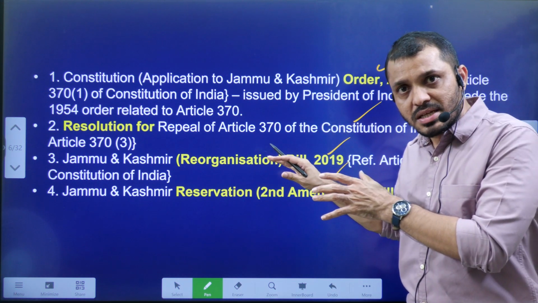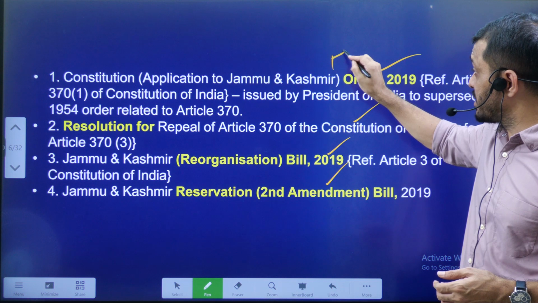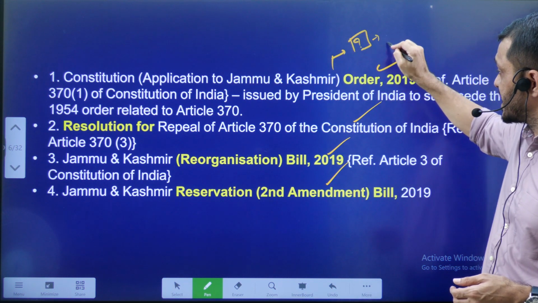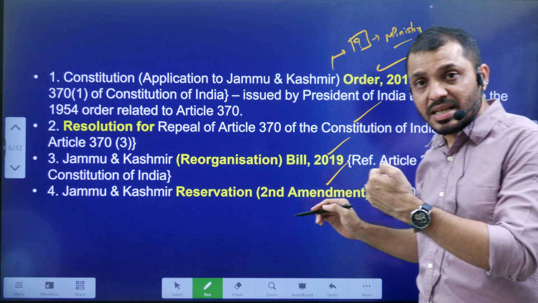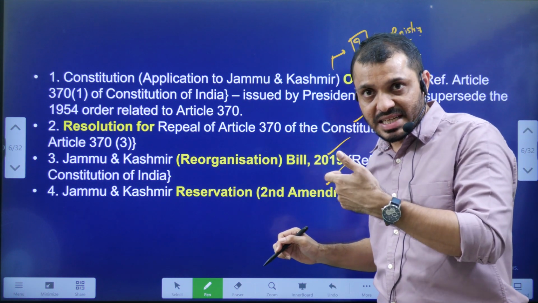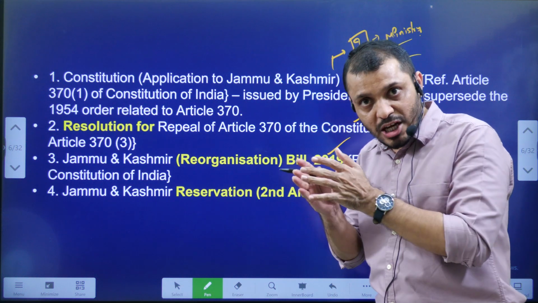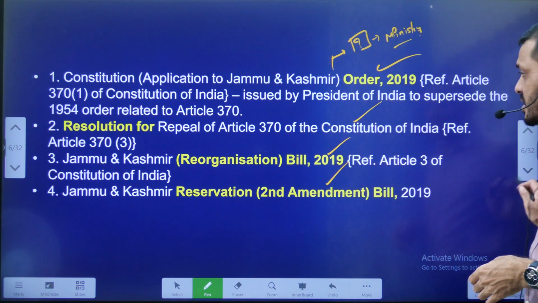This entire process was done by which ministry, students? Tell me. Which ministry abolished Article 370? Which ministry dealt mainly with the reorganization of J&K? Tell me. These are the bills.